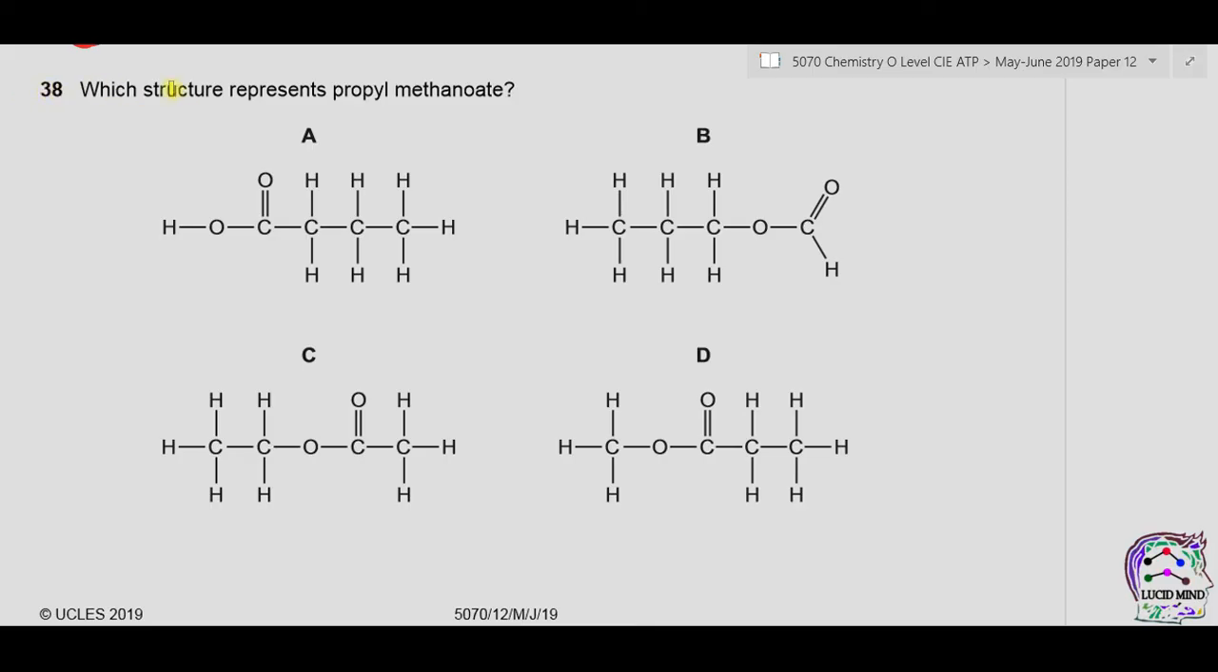Question 38. Which structure represents propyl methanoate? In A we can see that we have the COOH functional group, which is a carboxylic acid. In B we can see that we have an ester functional group. In C again we have an ester functional group. In D we have an ester functional group. So it is not A because A is a carboxylic acid, and a 4 carbon carboxylic acid is called butanoic acid.